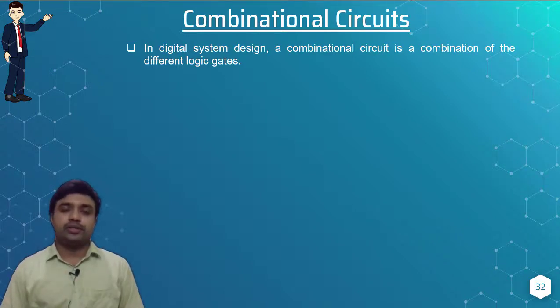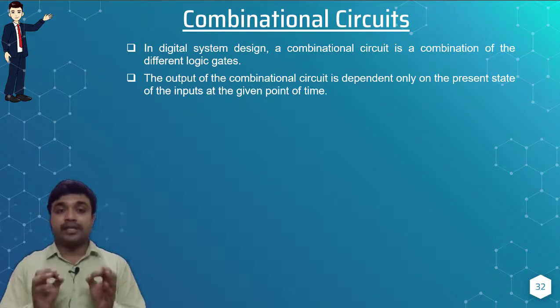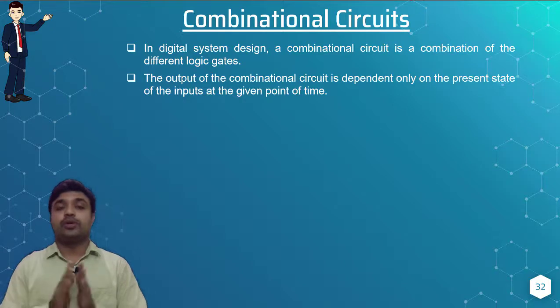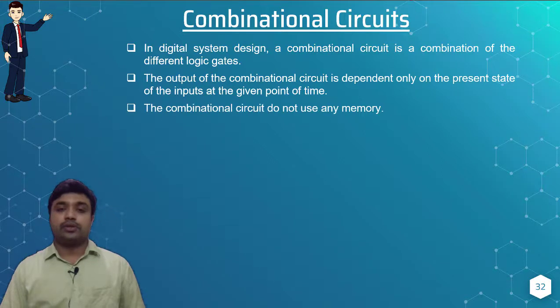Okay, so why? Because they are going to make use of the logic gates. The output of the combinational circuit is dependent only on the present state of the input at the given point of time. So the output from a combinational circuit is going to be considering or dealing with the present input combination. It is not going to deal with any other conditions. The combinational circuits do not use any memory. That is why they work with the present input combinations.